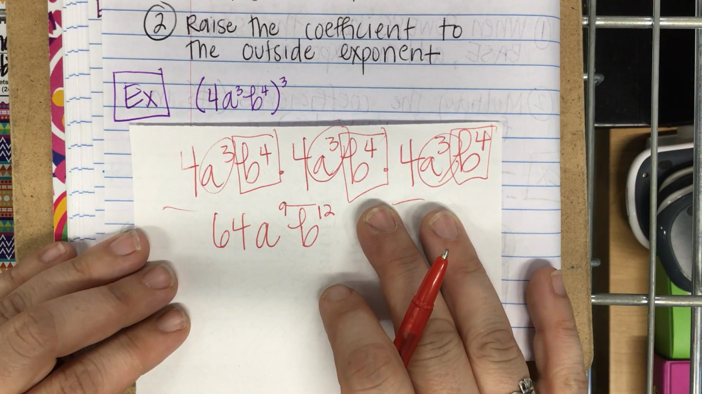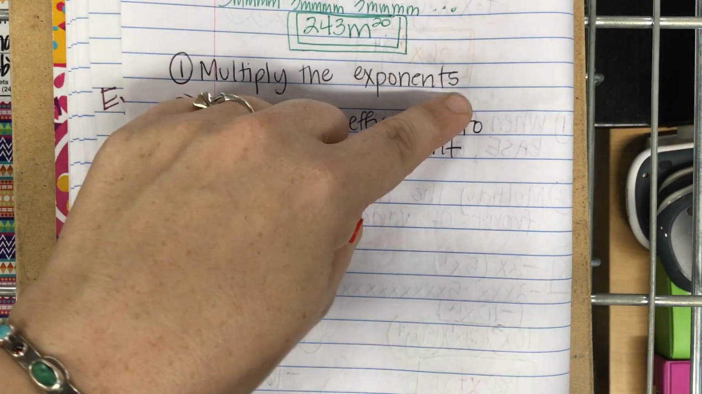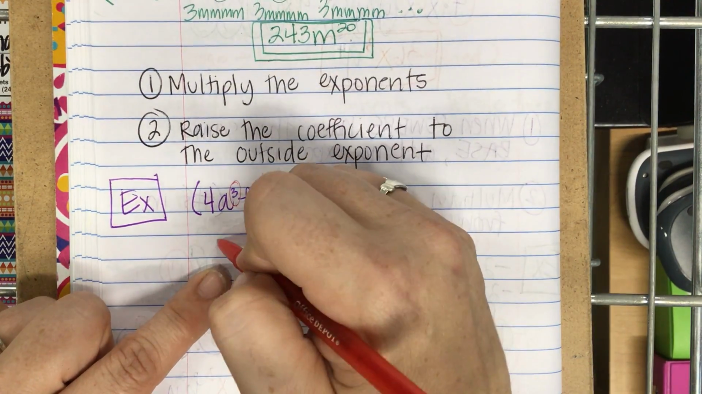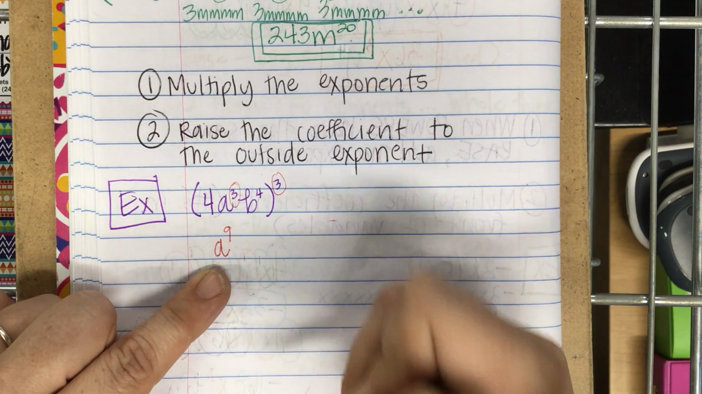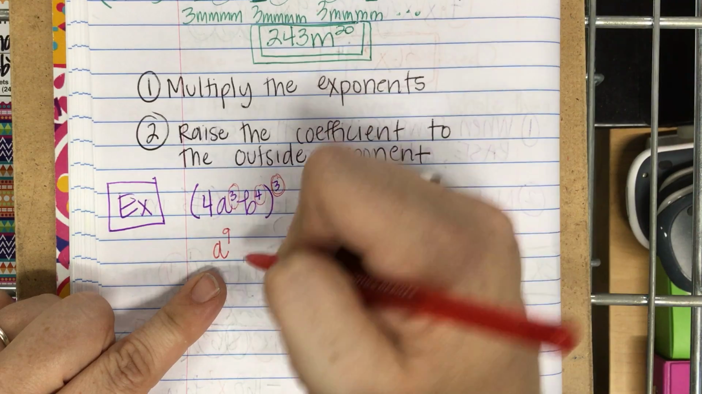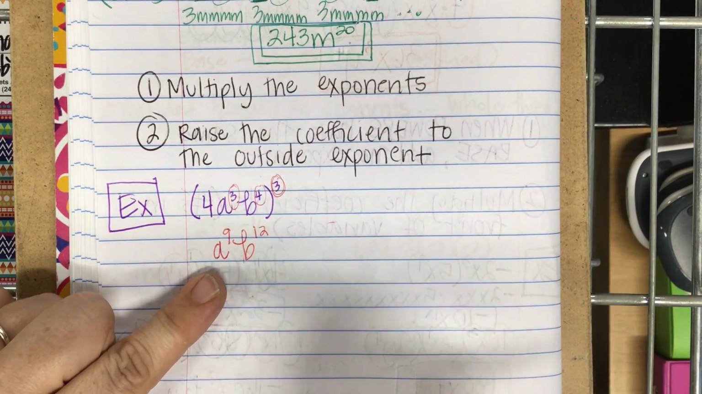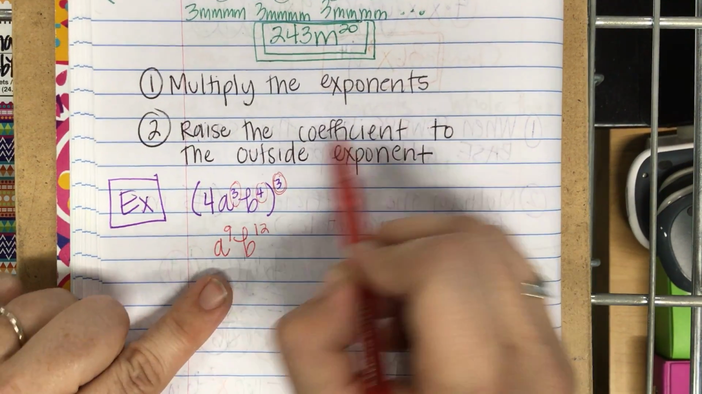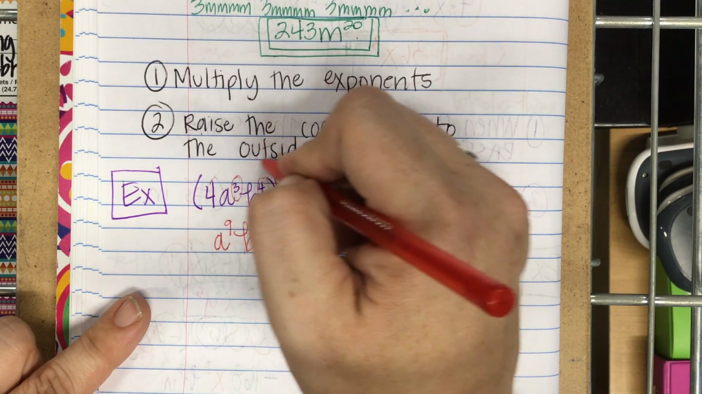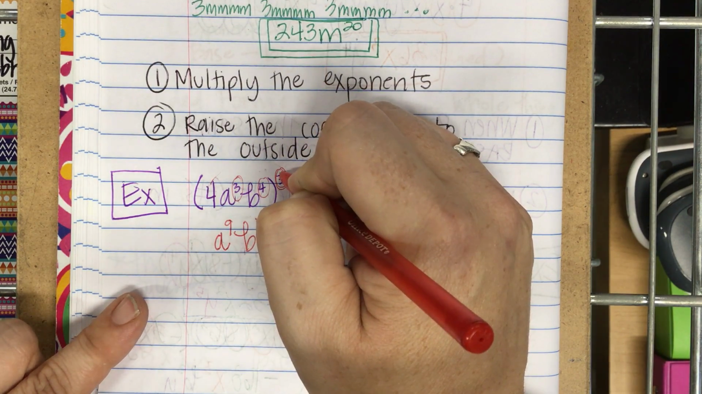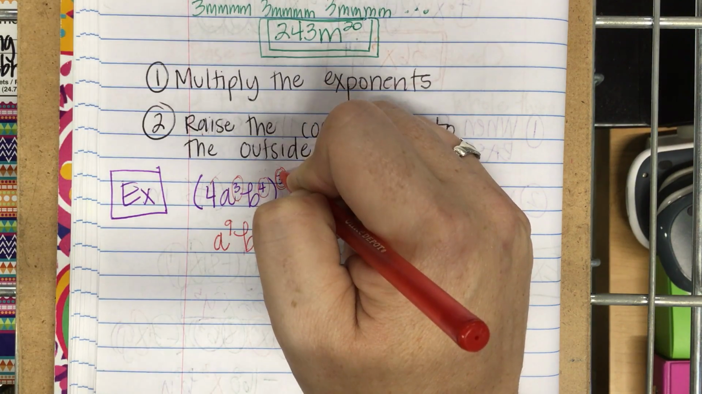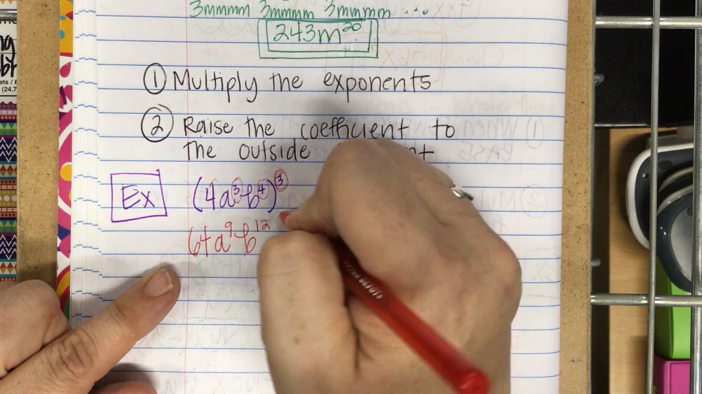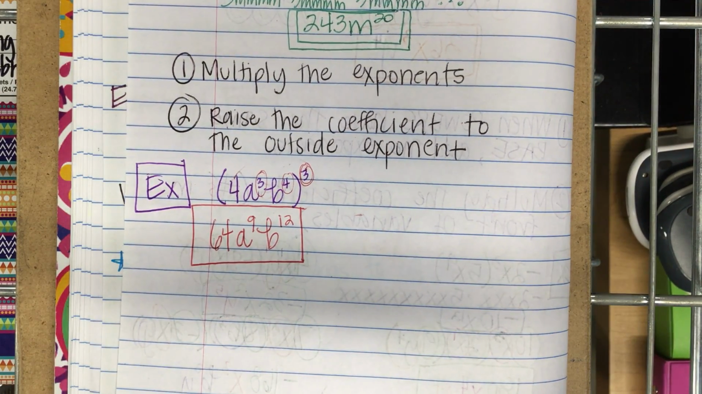Or you could use a shortcut. Multiply the exponents. That means I'm going to do 3 times 3, which is 9. And I'm going to do 4 times 3, which is 12. Multiply the exponents. Then I'm going to raise the coefficient to the outside exponent. So I'm going to do 4 to the 3rd. I'm raising it to that. I'm doing 4 to the power of 3. What is 4 to the power of 3? 64. Same answer. Same thing.